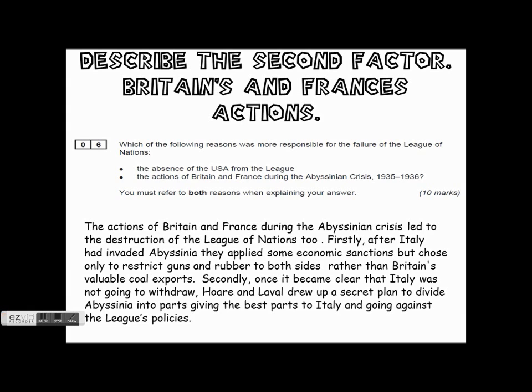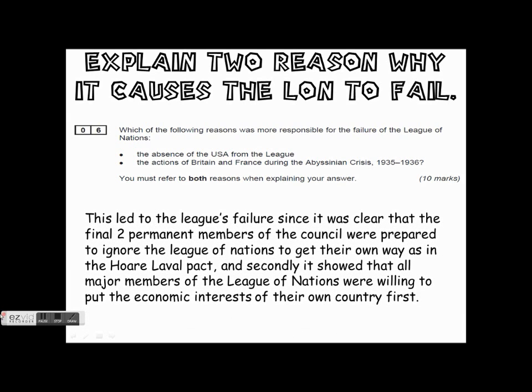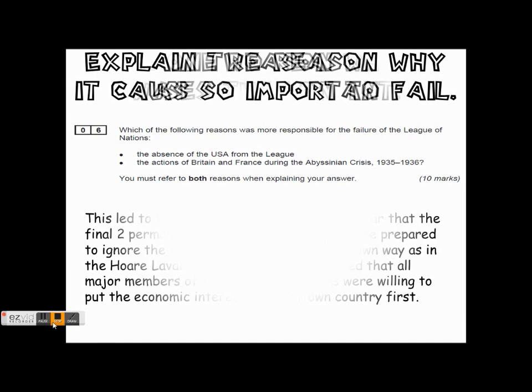Secondly, once it became clear that Italy was not going to withdraw, Hoare and Laval drew up a secret plan to divide Abyssinia into parts, giving the best parts to Italy and going against the League's policies. Now you have to explain 2 reasons why it caused the League of Nations to fail. Press pause, have a go. This led to the League's failure since it was clear that the 2 permanent members of the Council were prepared to ignore the League of Nations to get their own way, as in the Hoare-Laval Pact. And secondly, it showed that all major members of the League of Nations were willing to put the economic interests of their own country first.